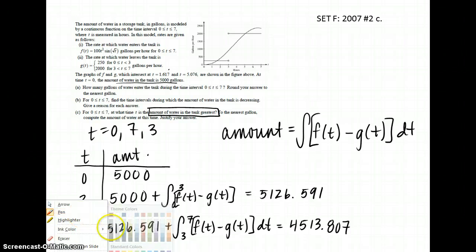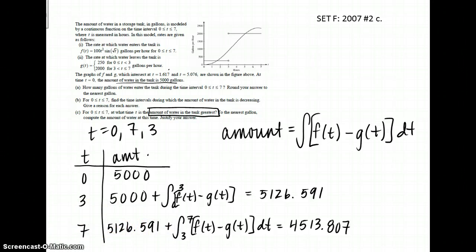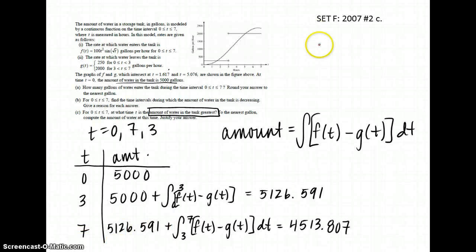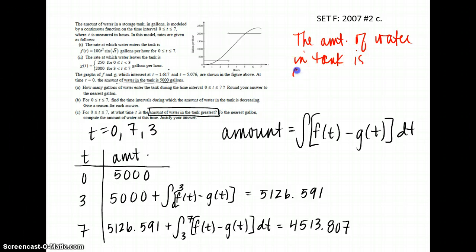So then, our conclusion: the amount of water in the tank is greatest when t is equal to 3 hours.